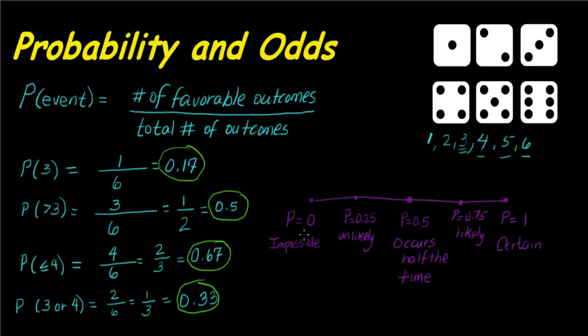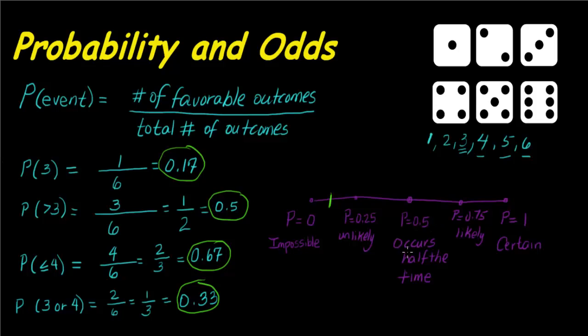A probability of 0 means it's impossible that the event will occur. That's what it means. It's impossible for that to happen. Probability of 0.25 means it's unlikely that it happens. So when I say what's the probability of rolling a 3, which is 0.17, that falls in between here. So that means this is unlikely that it would happen, that I would just randomly roll a die and roll a 3. It's unlikely. Okay?